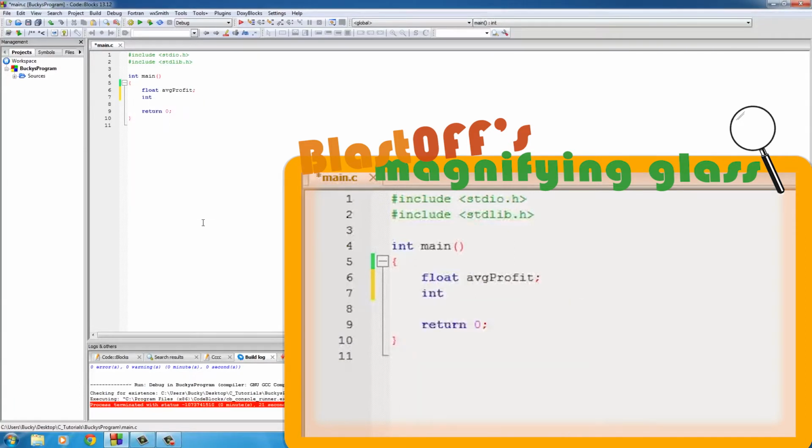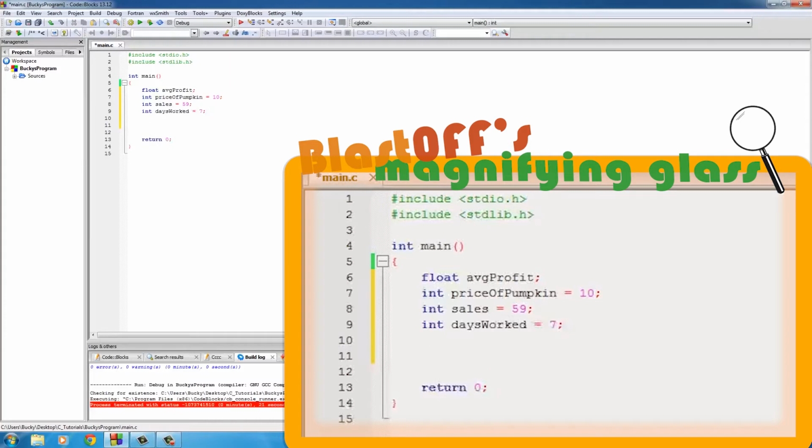In order to calculate that, we need the price of a pumpkin. We sell our pumpkins for 10 bucks maybe. Then int sales: how many pumpkins did we sell? 59. And of course int days worked, and we'll set this equal to 7. We'll say we worked a full week, no days off, because we are the best pumpkin farm there is.